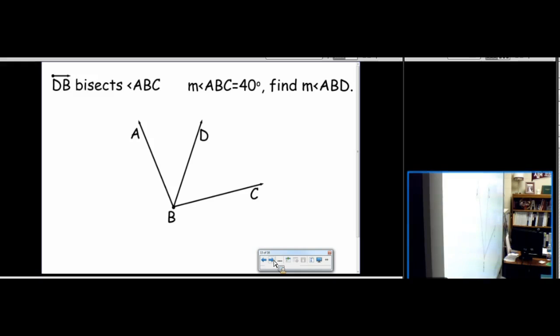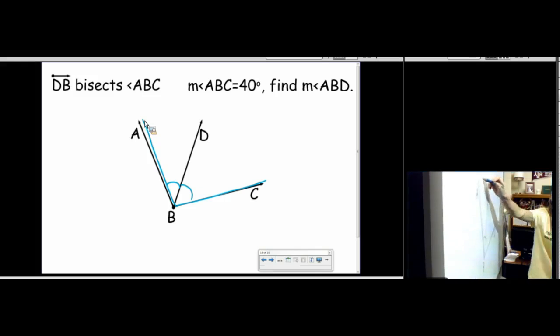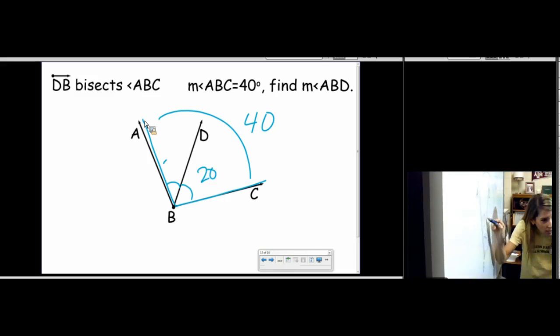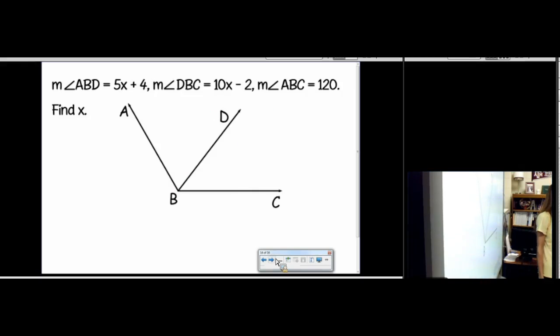What does bisect mean, class? Everybody, what does bisect mean? Cut in half. So this angle has been divided into two congruent angles. Well, we told you the whole angle's 40. Everyone can cut 40 in half. You don't need a calculator. 20. Richard, what are you doing? 20, 20. Like your vision should be. 20, 20. Okay, try this one.